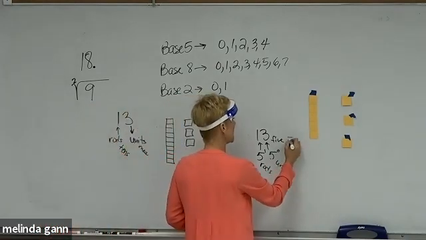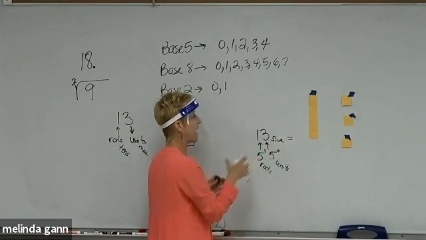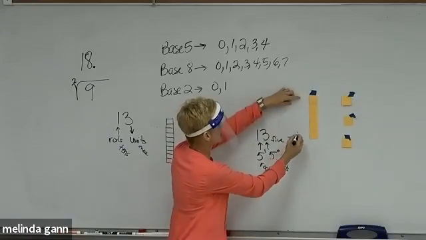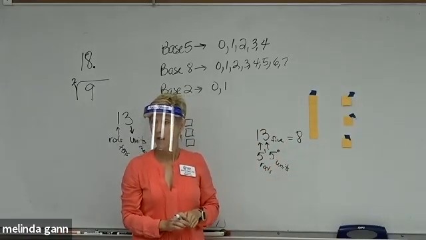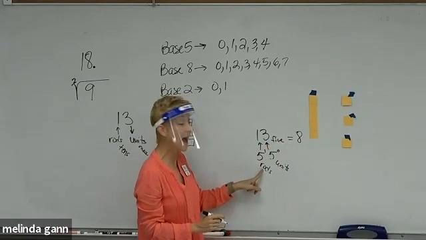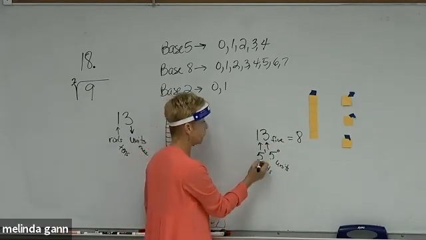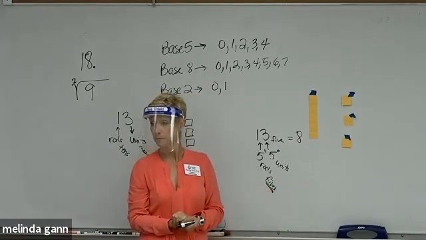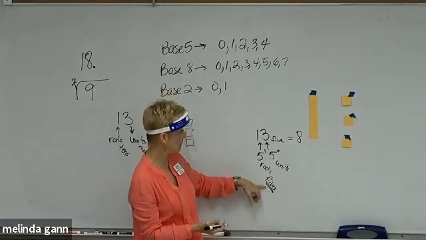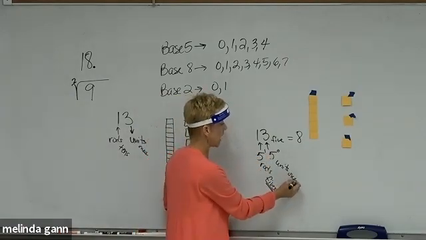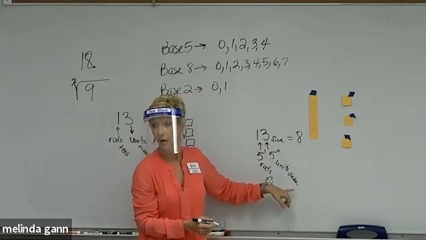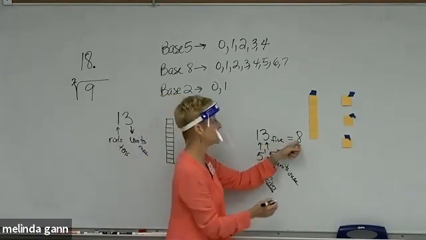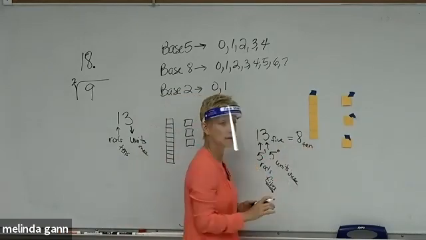Now, what base 10 number is 1, 3 in base 5 the same thing as? 8. Because you have 1, 5. This is not my tens column. What column is this? This is my fives column. So I have 1, 5, and this is my ones column, and I have 3 what? Ones. So 1, 3 in base 5 is the same thing as 8 in base what? 10.